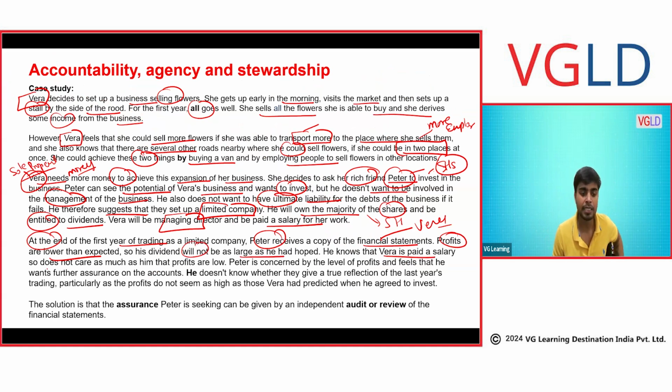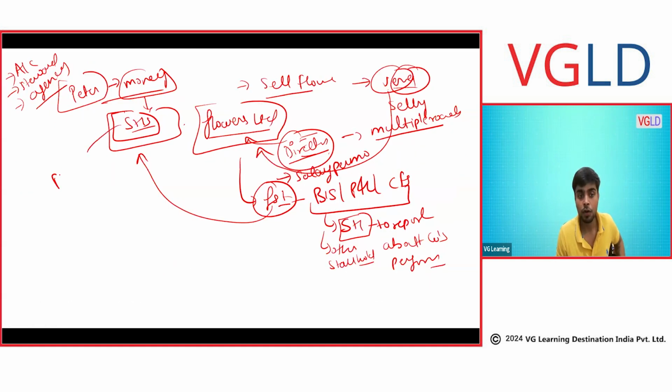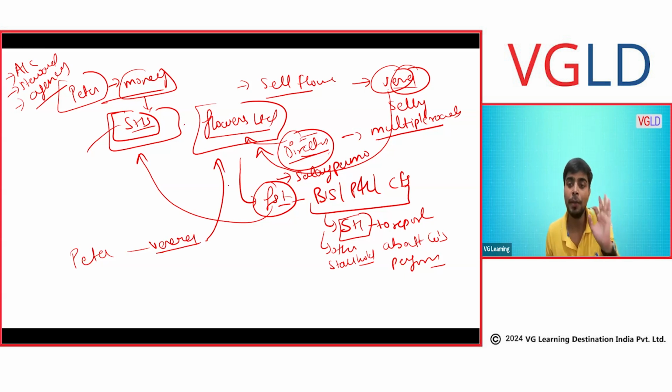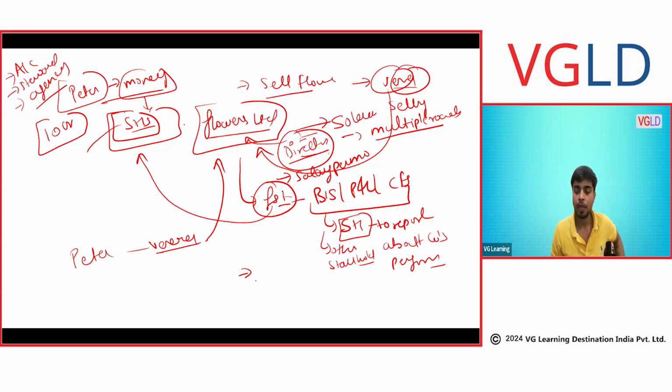He knows that Vera is paid a salary and now she does not care as much that profits are lower. Why? See the statement. Peter, as a shareholder, believes that Vera right now is not concerned with the well-being of the company. Why? Let's say Peter invested 10 crore and the actor is getting a salary of 50 lakh. Earlier when Vera was selling flower, let's say she was earning 20 lakh. So that's why she didn't have money. She approached Peter. Now she's getting a 50 lakh salary.